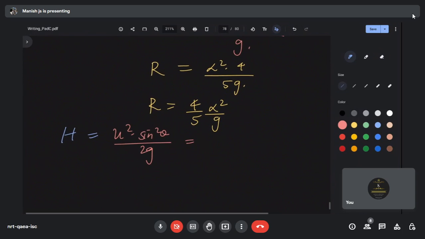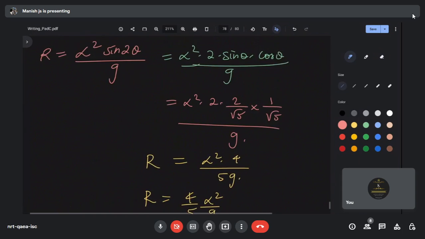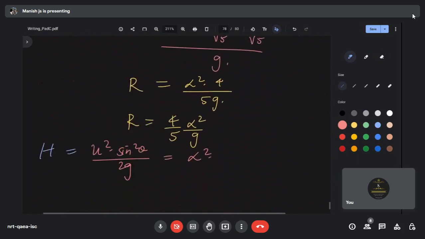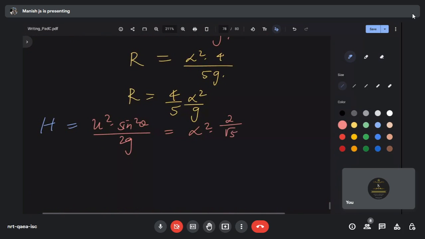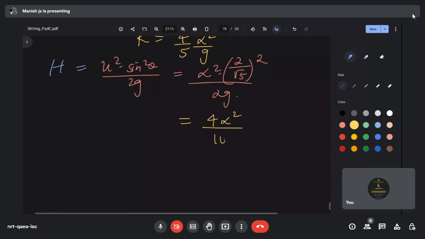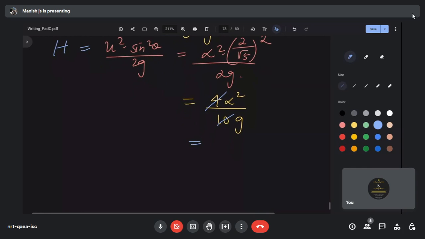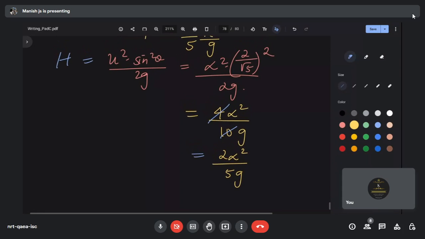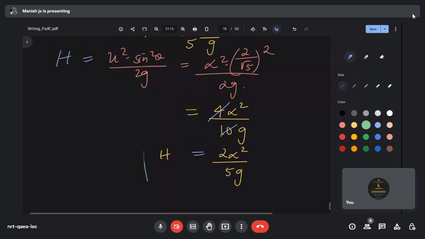Which is nothing but alpha square sin square theta... 4 alpha square by 10g, sir. Sin is 2 by root 5. So 2 by root 5 the whole square by 2g. Simplify this and you will get 4 alpha square by 10g. Yes. We can simplify this further: 4 and 10 can be reduced, so you can write it as 2 alpha square divided by 5g. Is it clear? This is how you find out the maximum height also.